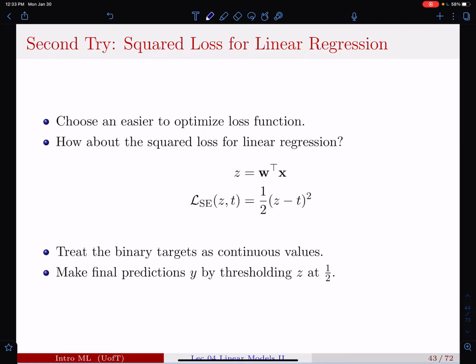So let's look at a second attempt. Since linear regression worked pretty well, maybe we can try to just use the squared loss for logistic regression. We have our targets, which are either 0 or 1, and we want our predictions to match the targets with a squared error loss. Then at test time, we just threshold our values at something like a half, and we treat our targets as continuous values during training.